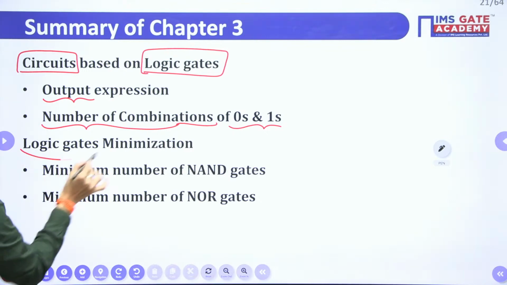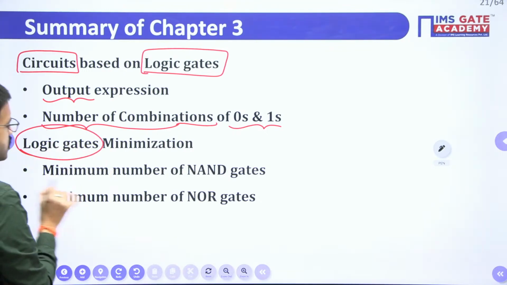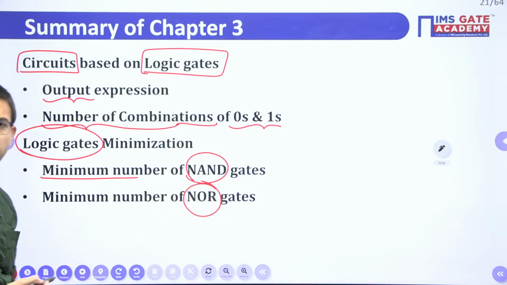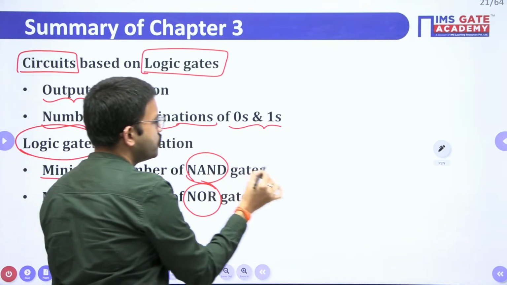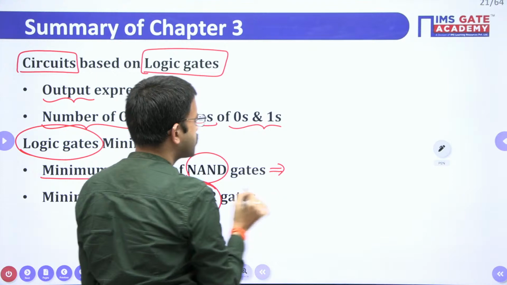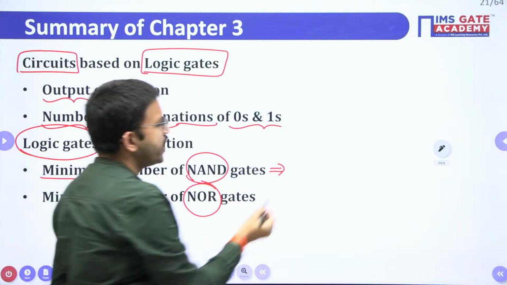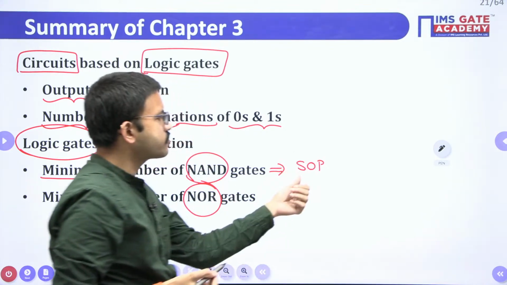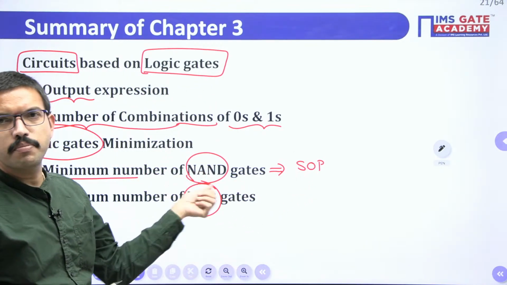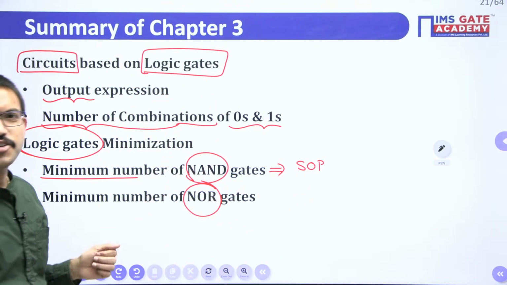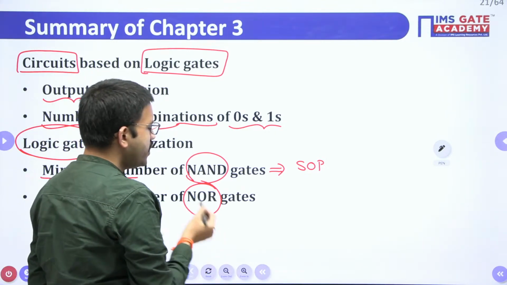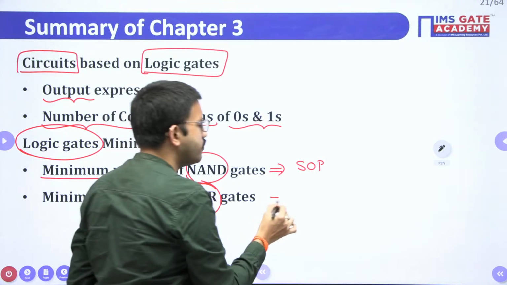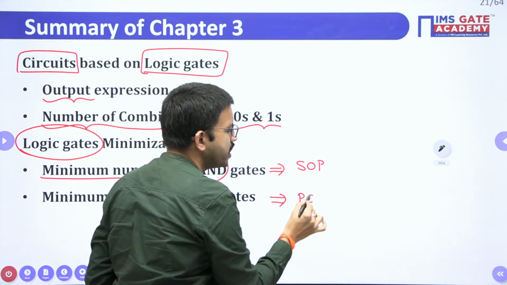And then regarding logic gates minimization, we have discussed the minimum number of NAND gates and the minimum number of NOR gates. Whenever you want to implement with the help of NAND gates, wherever possible arrange the given function in SOP form so that you can easily implement it. Whenever you want to implement with NOR gates, try to arrange the given function into POS form so that you can easily implement it.